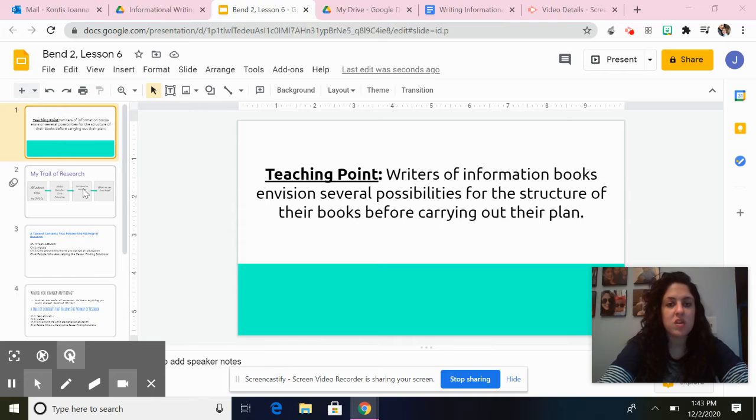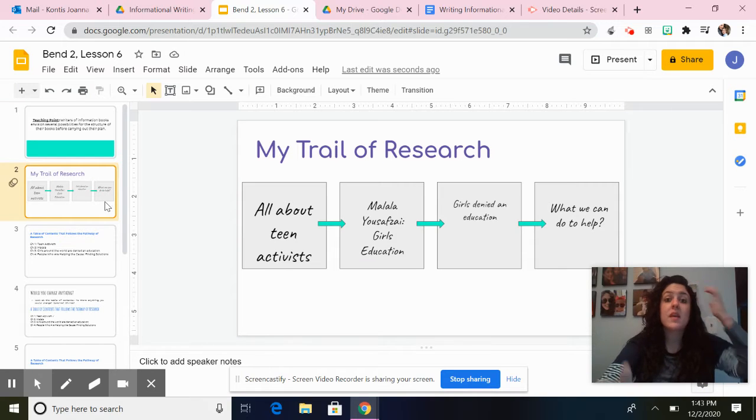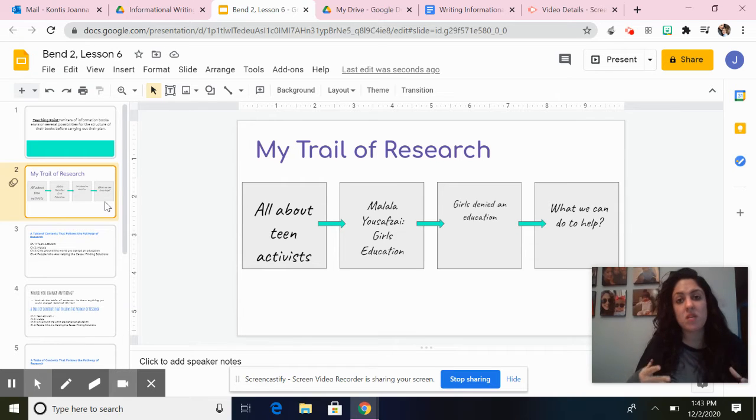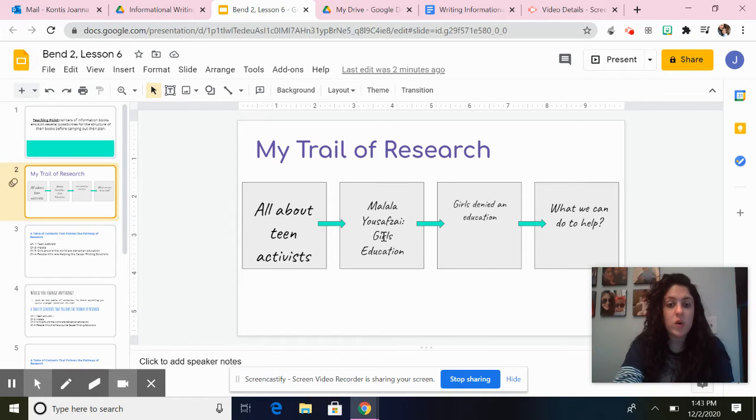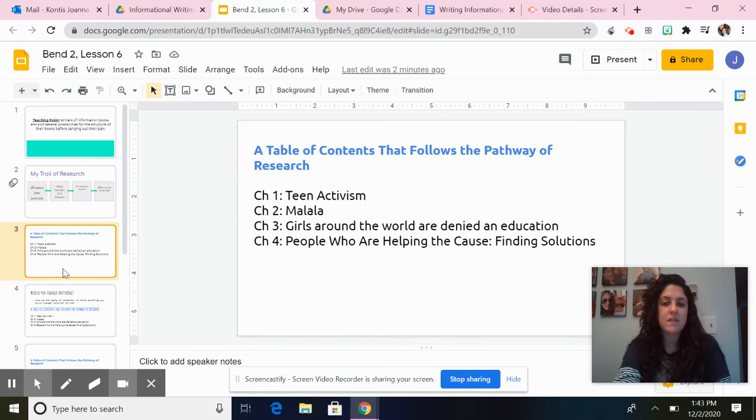Those are essentially going to become your chapters. If you look at this trail that we had done, you all started off with a trail of research. That's going to be the basis for your chapters. So we have all about teen activism, Malala, girls denied in education, and what we can do to help. We found information on all of these things, right? So I basically just took this and made this chapter 1, 2, 3, and 4.